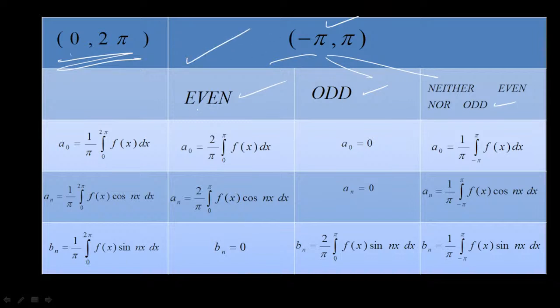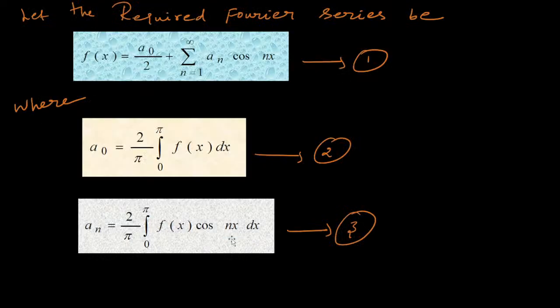If it is of even type, we calculate only a naught and a n, and the value of b n is 0, isn't it? So the required Fourier series of f of x is equal to a naught divided by 2 plus sigma n is from 1 to infinity a n cos n x, where a naught is calculated by making use of the formula 2 by pi integral 0 to pi f of x dx, and a n is calculated by making use of the formula 2 by pi integral 0 to pi f of x cos n x dx.